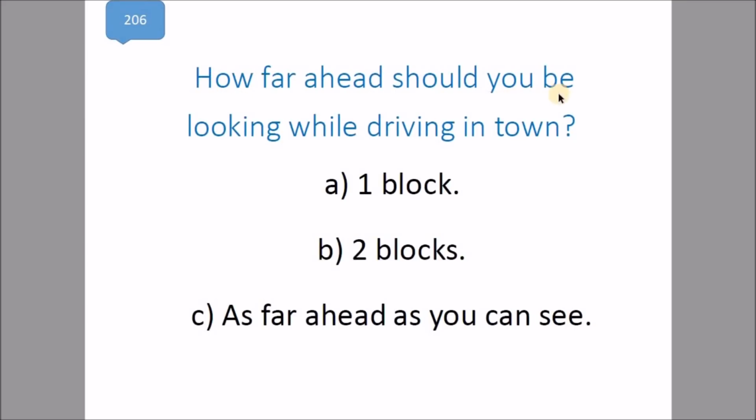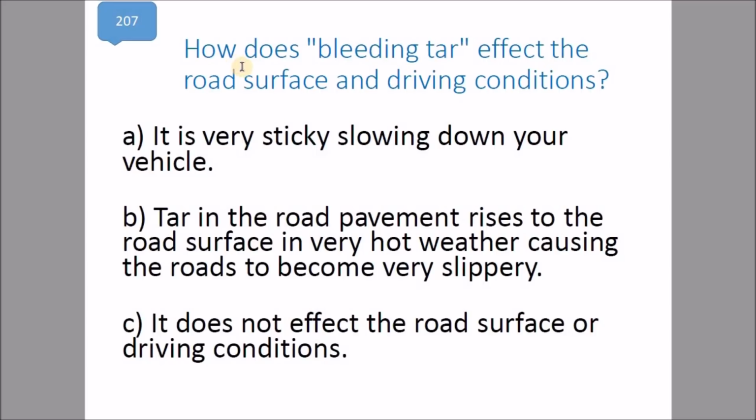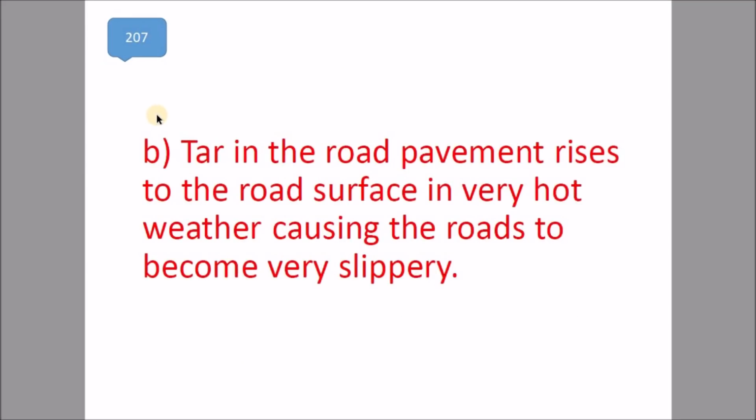How far ahead should you be looking while driving in town? 1 block. That's correct, 1 block. How does bleeding tar affect the road surface and driving conditions? Tar in the road pavement rises to the road surface in very hot weather, causing the roads to become very slippery. That is correct. Tar in the road pavement rises to the road surface in very hot weather, causing roads to become very slippery.